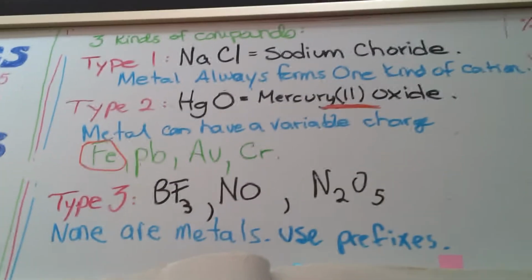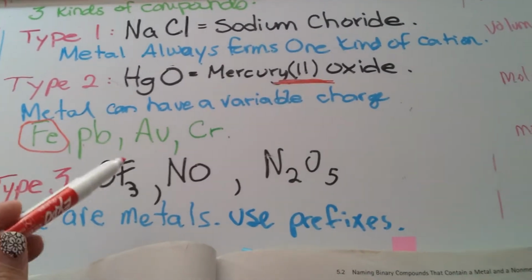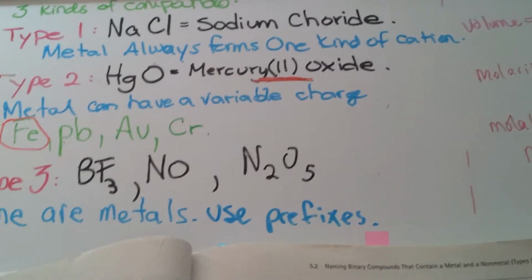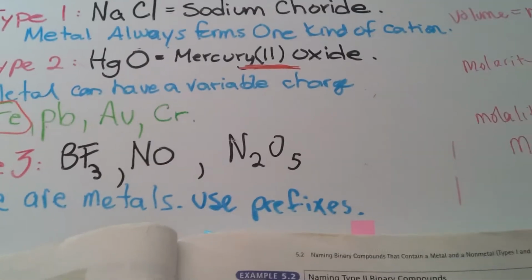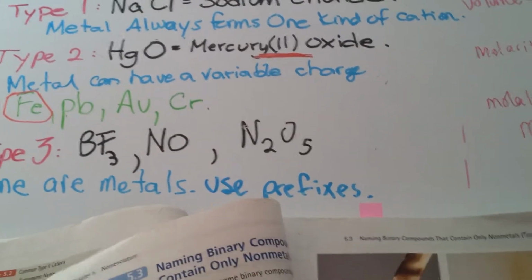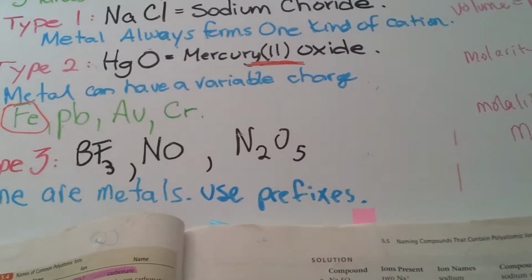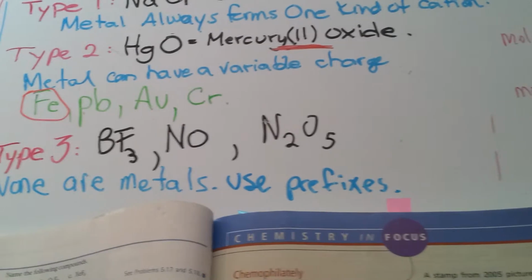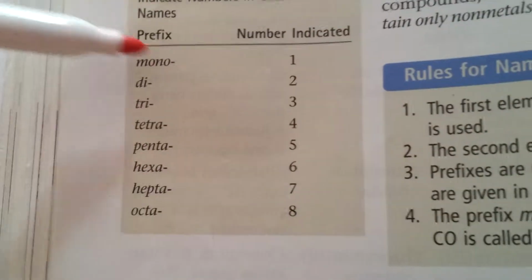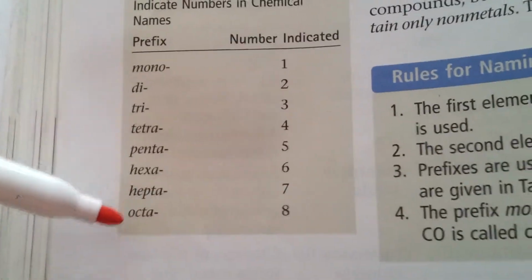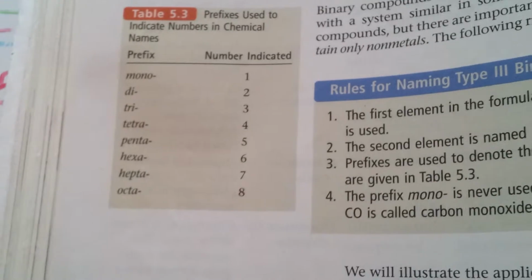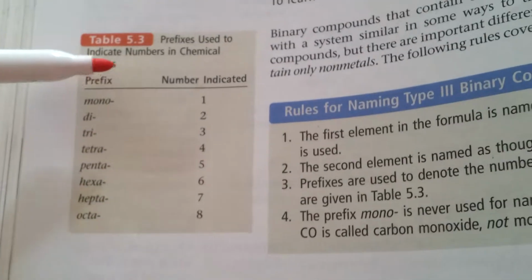So we have our type 3 is our last one. None of these here are metals. We have boron fluoride, we have nitrous oxide, and let me take a look in my textbook here. Basically, this is the one where we use our prefixes. So in the textbook here, we have our prefixes. We have mono, di, tri, tetra, penta, hexa, hepta, octa. This is on page 124. So we name our compounds using these prefixes here.